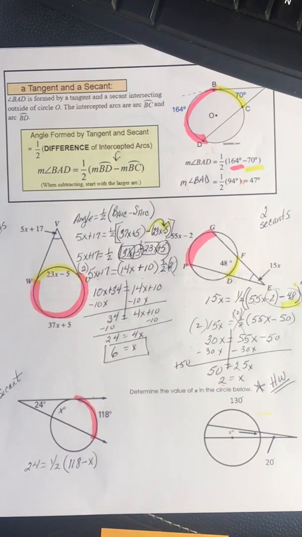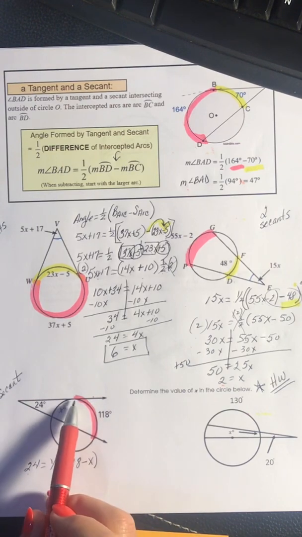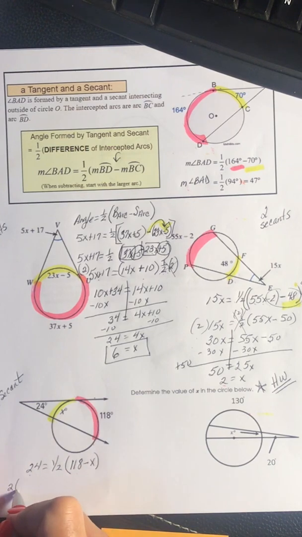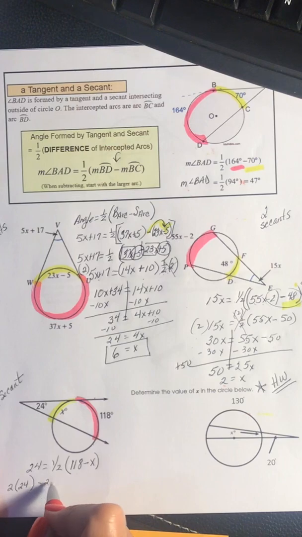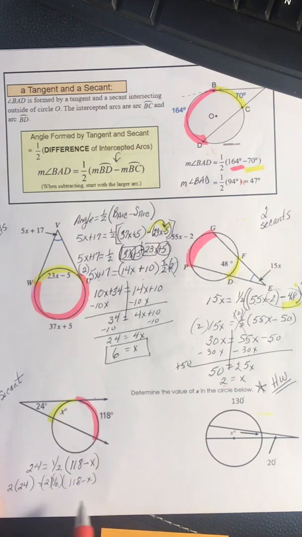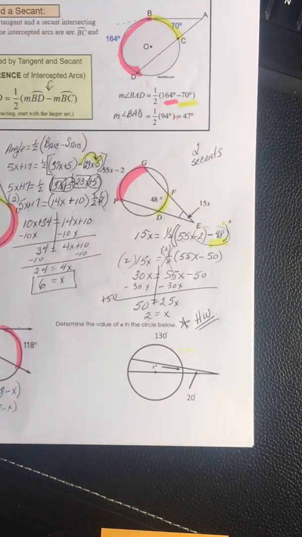And this is much easier math, so I'm going to let it go from here. 24, which is the angle, equals the big arc, 118 minus the small arc. I would simply, now I'd multiply both sides by 2. And that's going to cancel these out, and I'm going to let you solve it from there. Okay? All right. I'm going to focus on this one, because this one gives me less numbers.